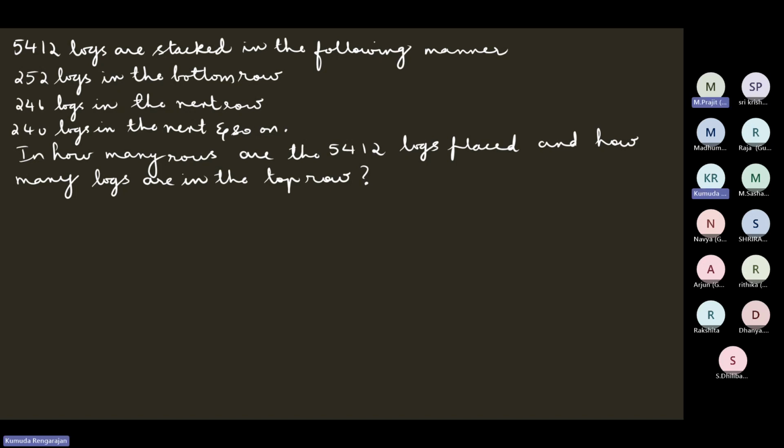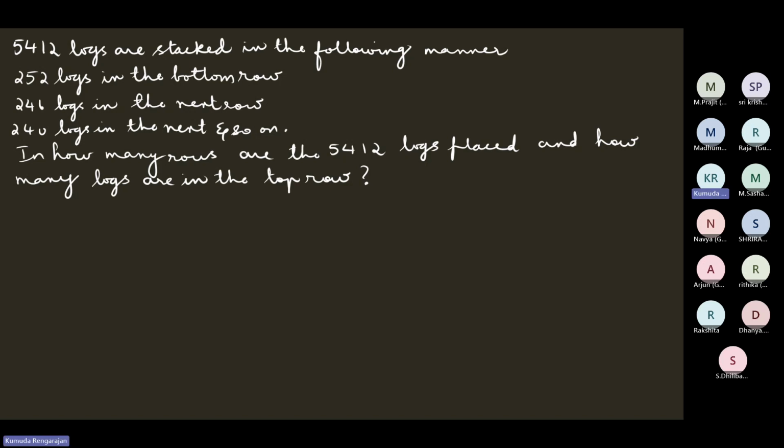6 logs. 6 logs less in each row. 252, then minus 6, 246, then minus 6, 240. Then you will place 234, then minus 6 again. So 228, then 222. So you keep reducing by 6. The number of logs placed in the successive rows will be 6 less than the earlier row. So this activity is continued till all the 5,412 logs are placed.